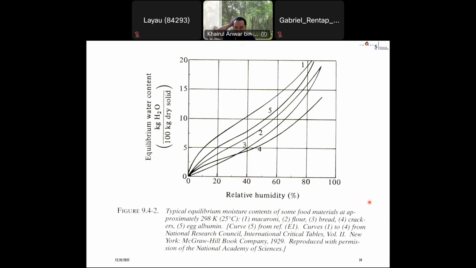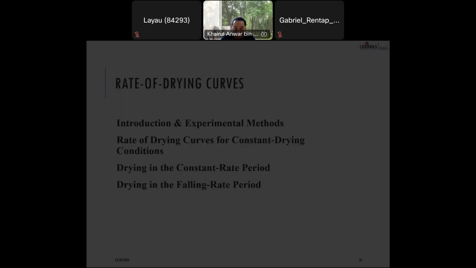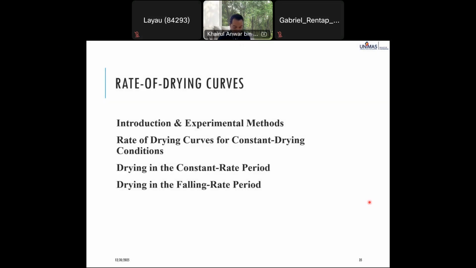This is for food. Now is the rate of drying curve.